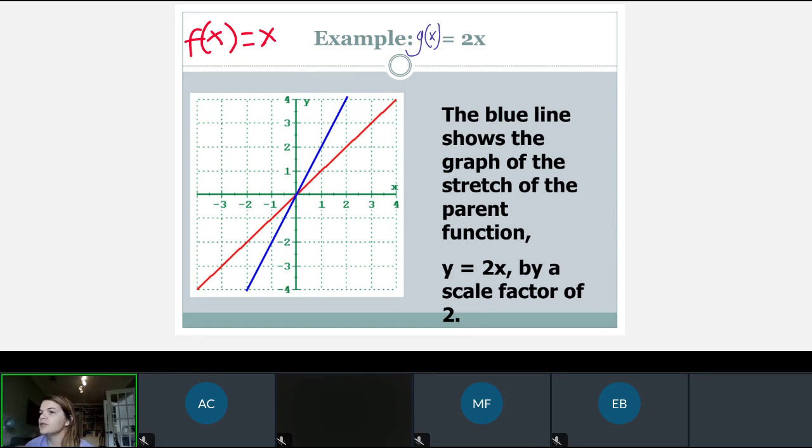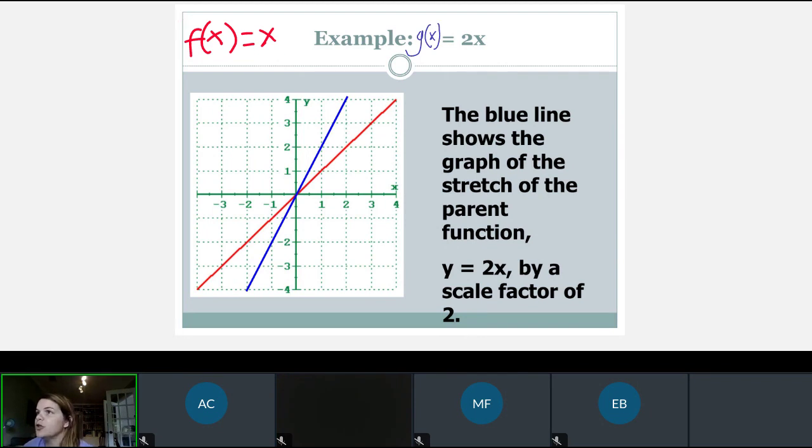All right, so my original function is the parent function, which is this red one that's graphed. I have my point that goes through the y-intercept, or the origin at 0, 0. The slope is 1, so I go up 1 over 1, up 1 over 1, up 1 over 1. That's my original parent function.